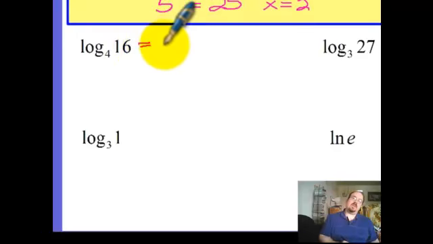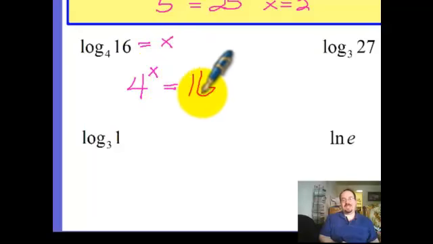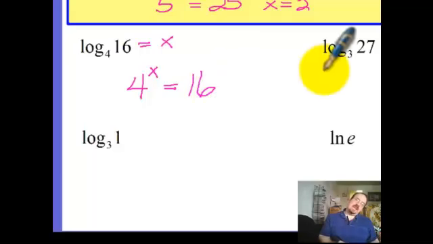Let's do this one by writing it out. We'll set it equal to x, and we'll write it out in exponential form. So 4 is my base. x is the number that I would raise it to, to get 16. And what is that number going to be then? Well, I think it's going to be 2, because 4 squared gives you 16.